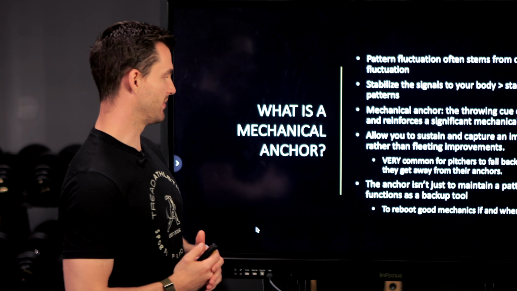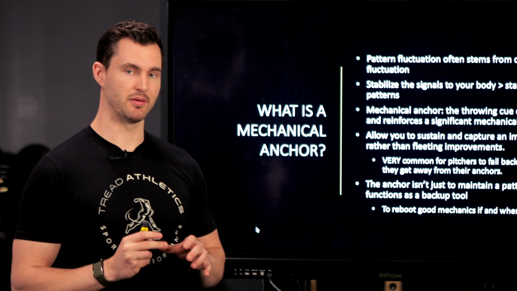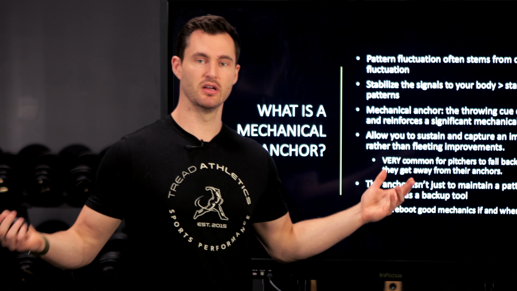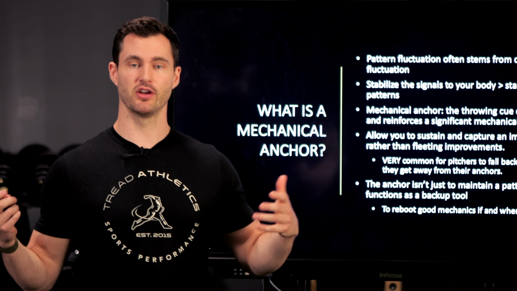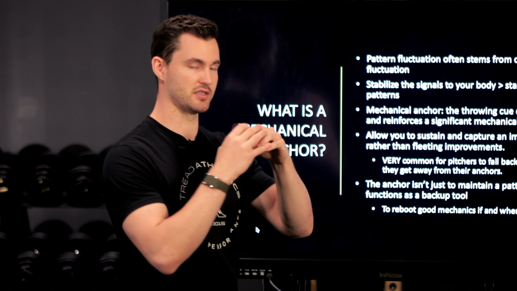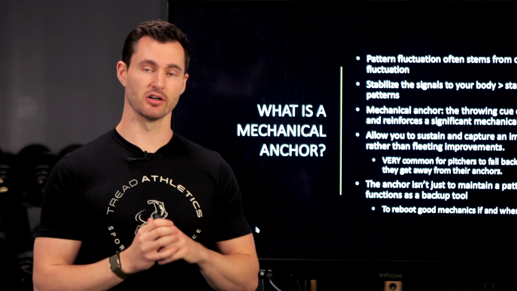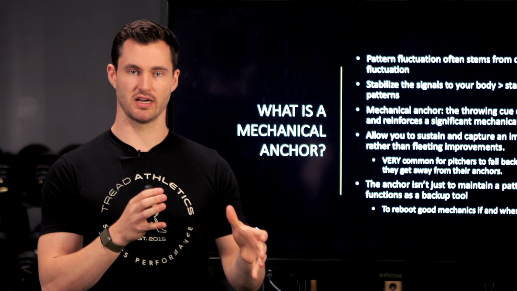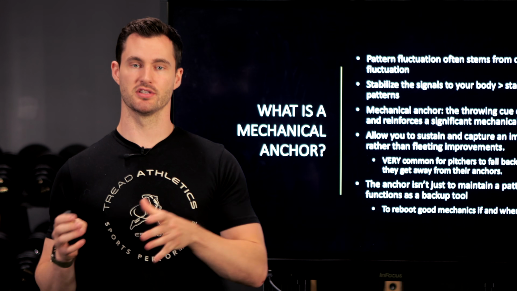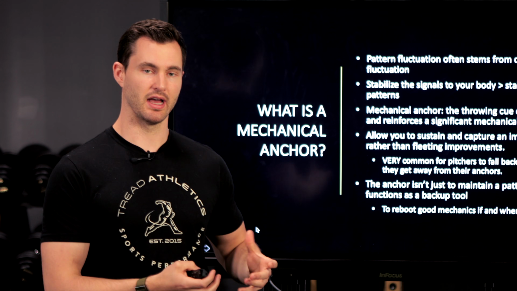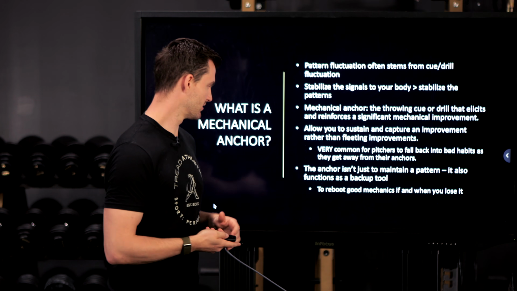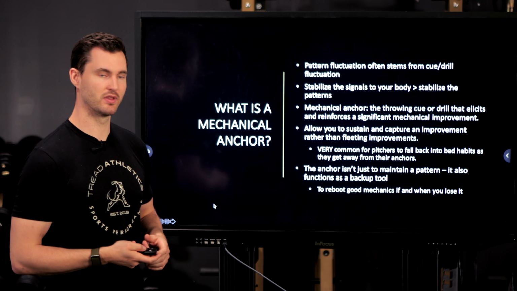Now the anchor isn't just to maintain a pattern. It also functions as a backup tool. So once you've lost the pattern over the course of the season and you're like, what the hell do I do? I can't figure out how to get back to how I was throwing at the beginning of the season. Well, if you have a routine, a series, or a specific mechanical anchor, now that serves as kind of this reboot. You already have the formula for recreating the patterns that you already did. You've done it once before, and now that serves as your formula if you can identify what that anchor is for recreating those patterns. So it acts as kind of a reboot for your mechanics.